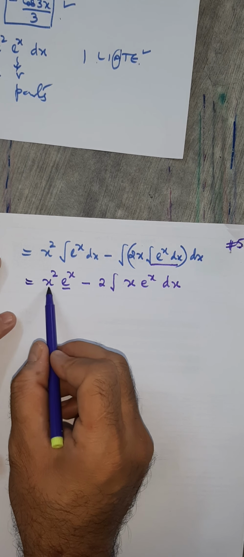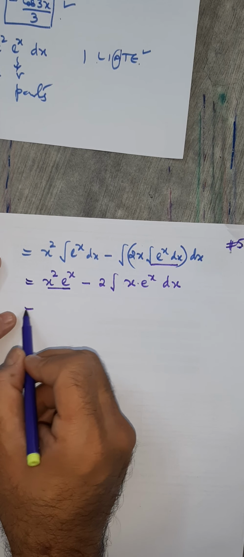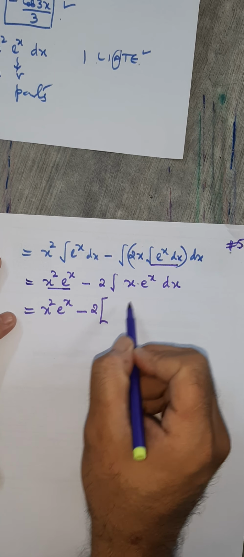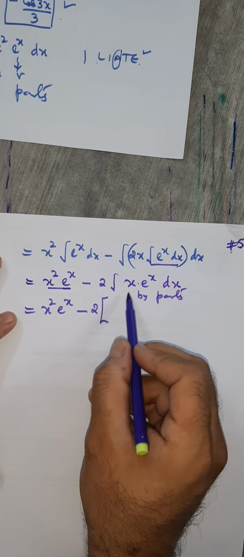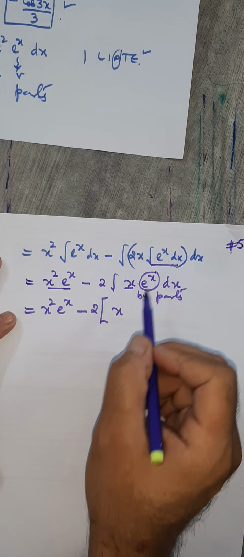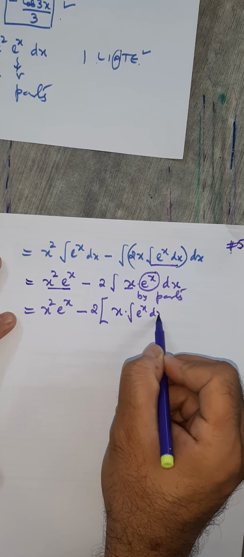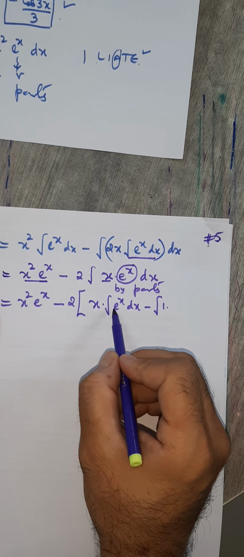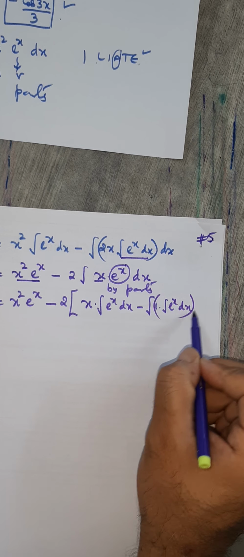Now here you are through, remember, but here again the product of two functions. So we use integration by parts here again. X squared into e raised to x minus 2. Now again by parts. So x will come out, this is u, you know, exponential is always v, into integral of e raised to x, minus inside the integral derivative of x, which is 1, integral of e raised to x, and then whole integral.